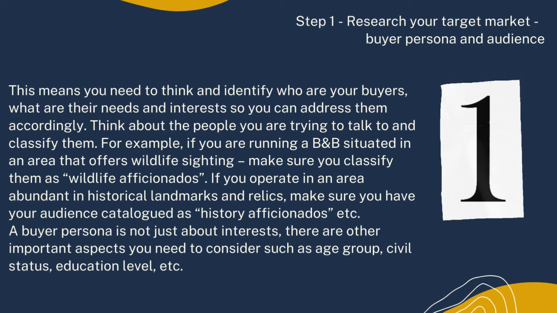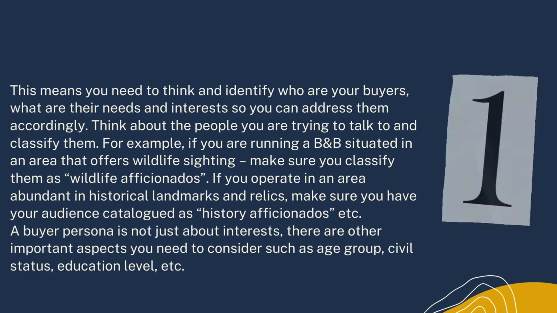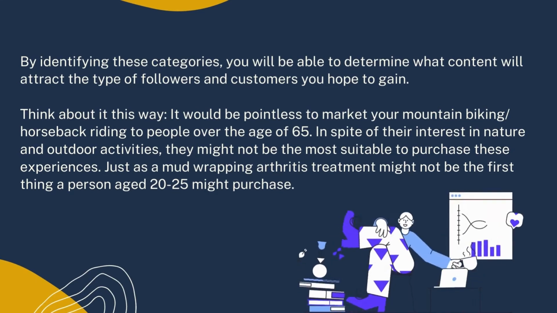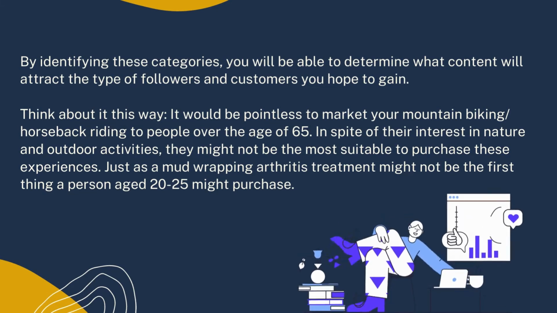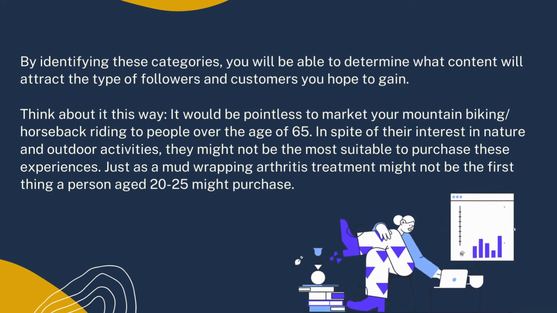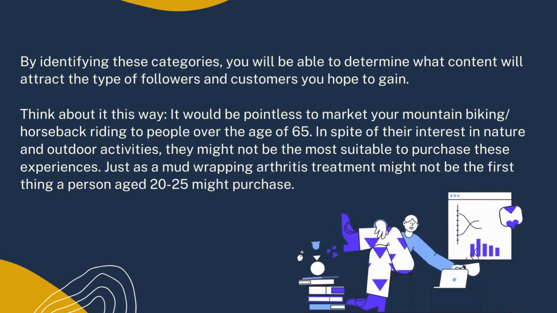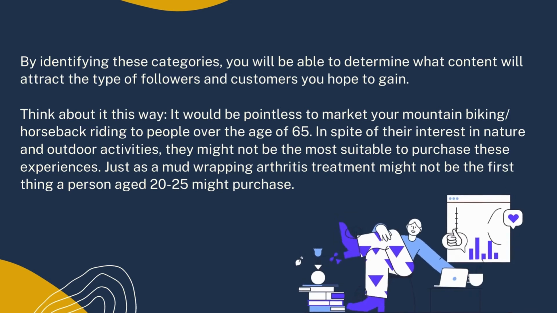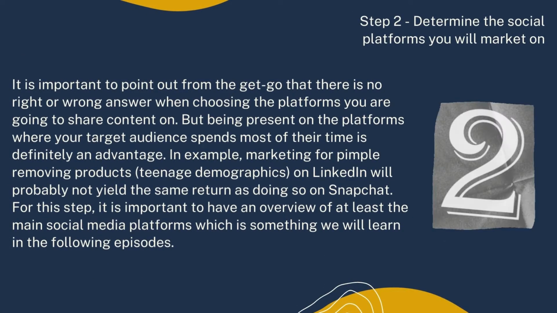A buyer persona is not just about interests. There are other important aspects you need to consider, such as age group, civil status, education level, etc. By identifying these categories, you will be able to determine what content will attract the type of followers and customers you hope to gain. Think about it this way. It would be pointless to market your mountain biking services to people over the age of 65. In spite of their interest in nature and outdoor activities, they might not be the most suitable to purchase these experiences. Just as a mud wrapping arthritis treatment might not be the first thing a person aged 20 to 25 might purchase.